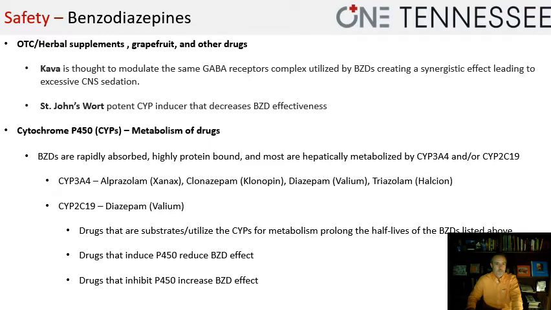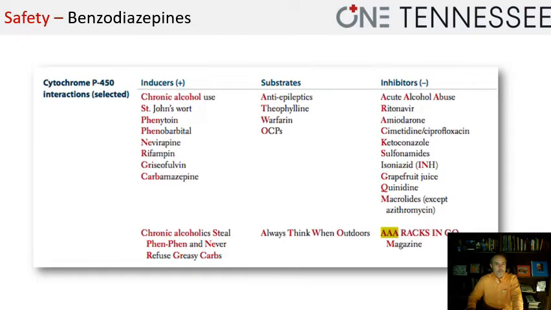Looking more at safety, this is just a list for your reference of common P450 inducers, substrates, and inhibitors. There is a unique mnemonic that you can use to remember these, but full disclosure, I just keep a list with me in the pharmacy so that I can very quickly identify those drugs that are going to interact with benzodiazepines.